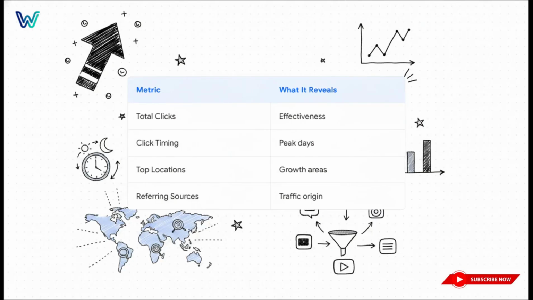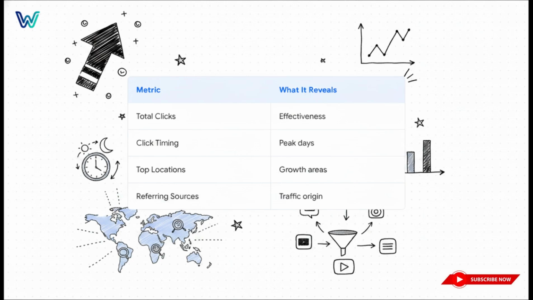Seriously, utilizing a shortener service like Bitly turns your customized link into an absolute data goldmine. You're no longer just tossing a link out into the void and hoping for the best. You are actively tracking critical metrics. Total clicks tells you right away if your call to action is actually doing its job. Click timing is amazing because it reveals the exact peak days and hours your audience is engaging, which lets you perfectly time your future promotions.